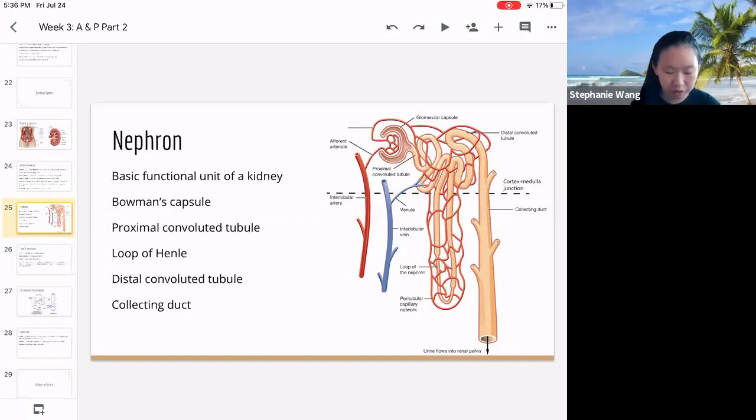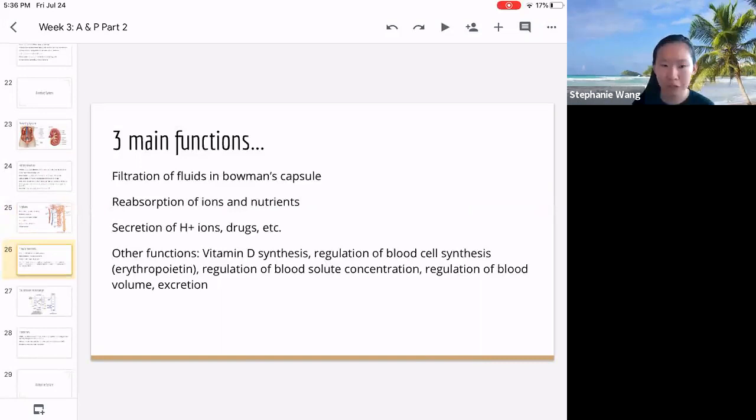Okay, so 3 main functions. I already touched on this earlier, but the first is filtration of fluids in the Bowman's capsule. All the blood plasma will get filtered into the Bowman's capsule. The second step is reabsorption of ions and nutrients, which is the job of the PCT, the DCT, and the loop of Henle. Sodium ions, glucose, things like that will all be reabsorbed back into the body because those are necessary things that your body needs, and you don't want to put all of that into your urine and excrete it. And step 3 is secretion of things like hydrogen ions and drugs.